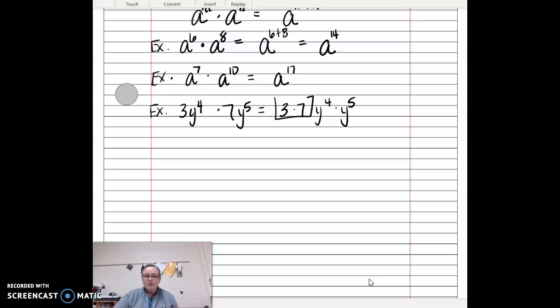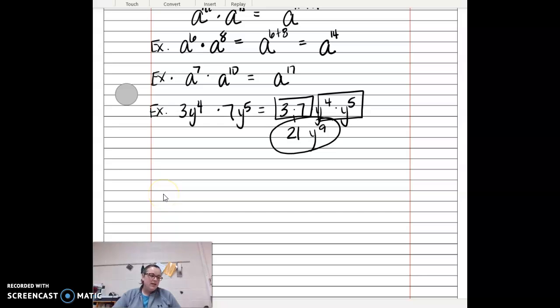Like, for example, 3 times 7 is 21. And then if I use my rule now, for y to the 4th times y to the 5th, 4 y's here, 5 y's here, would be y to the 9th. And because I don't know what y is, we can't go any farther than that. So 21 y to the 9th.